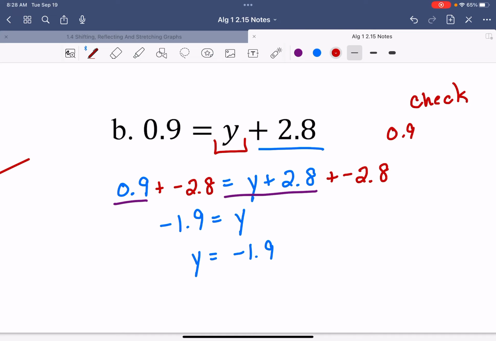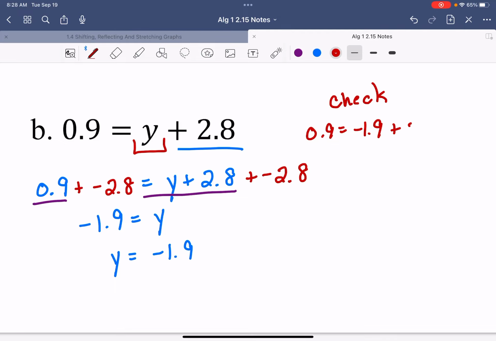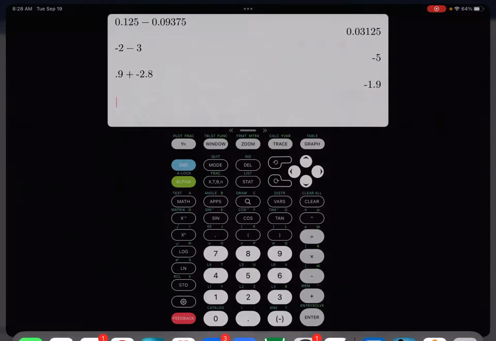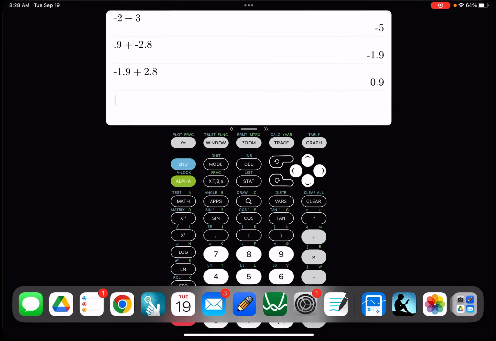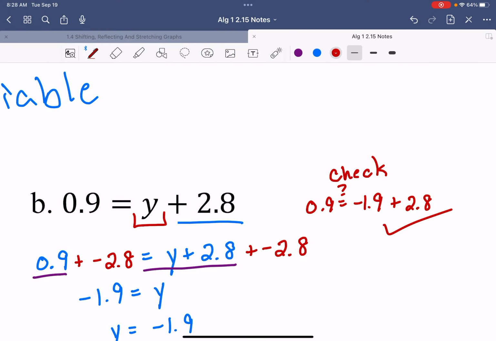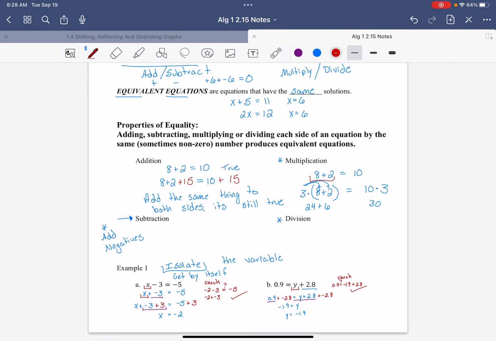Is 0.9 equal to negative 1.9 plus 2.8? Did it work? So negative 1.9 plus negative 1.9 plus 2.8 is in fact 0.9. Check, it worked. All right.